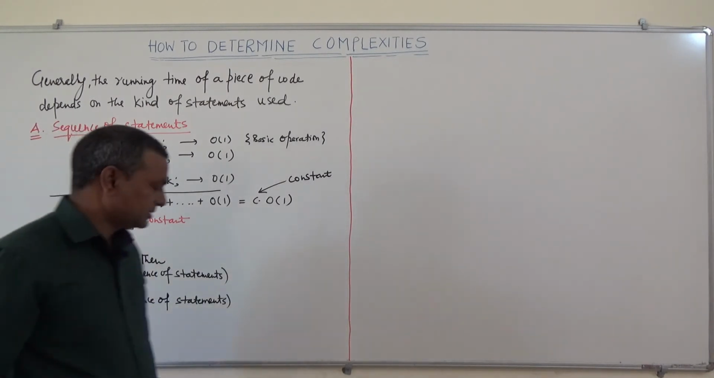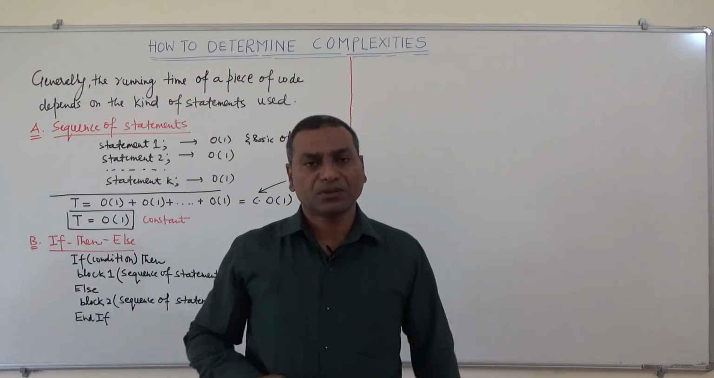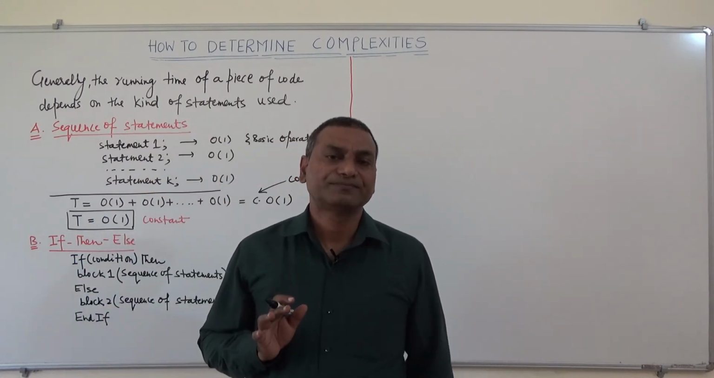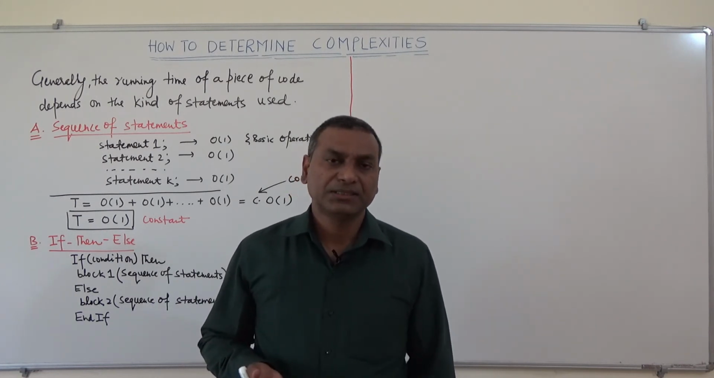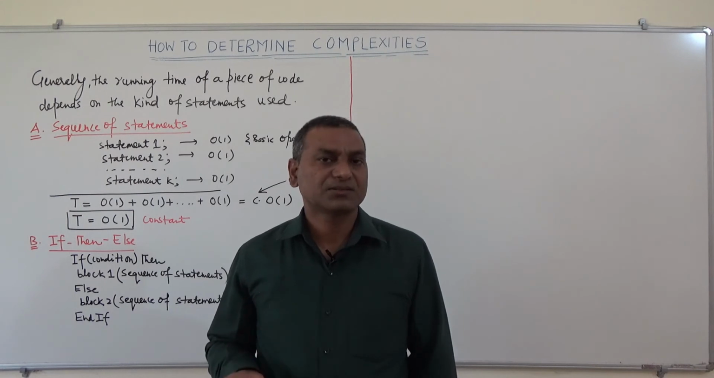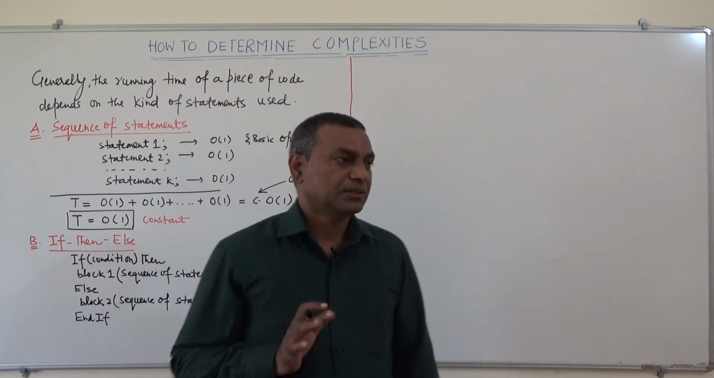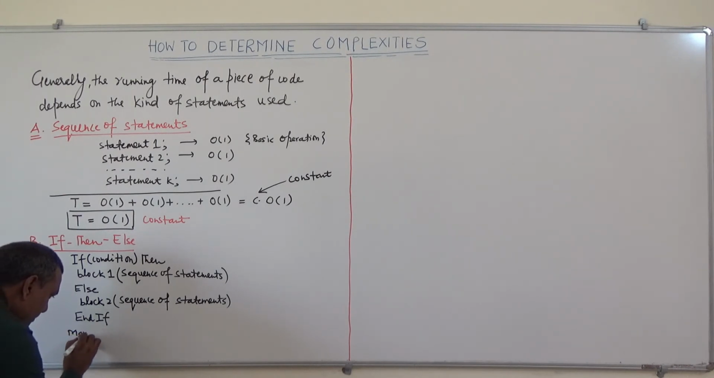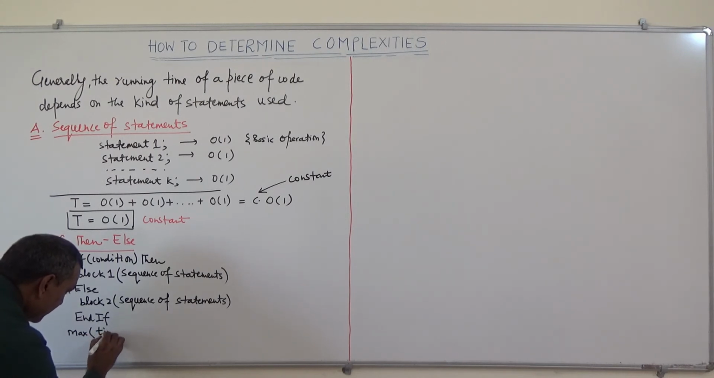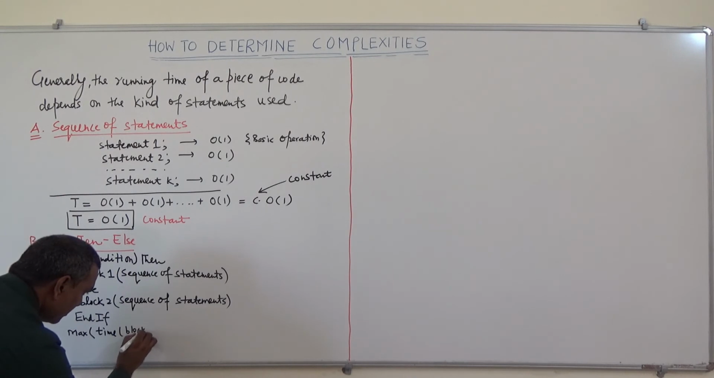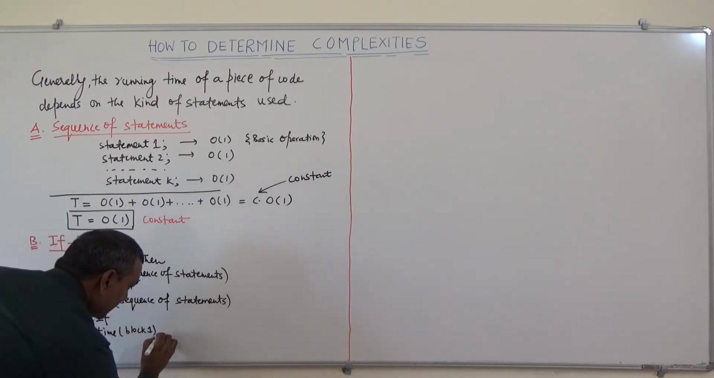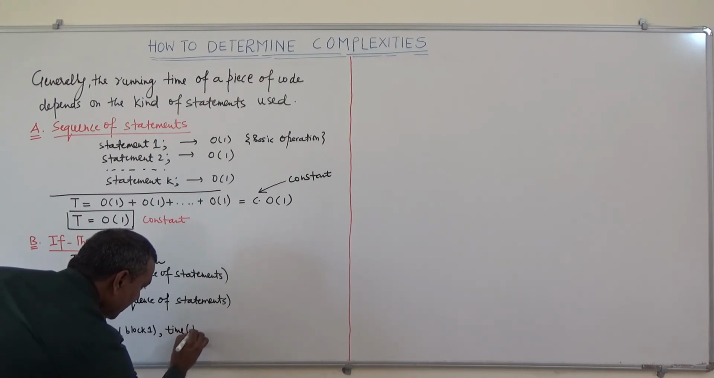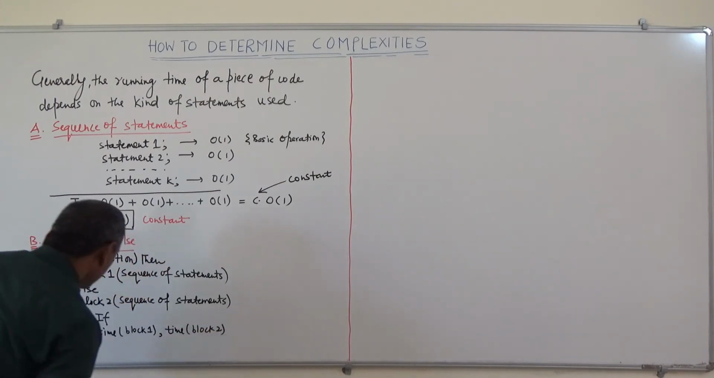Now in this case, either block 1 will execute or block 2 will execute. It will depend on the condition. If the condition of block 1 is true, then it will execute, otherwise block 2 will execute. It means we can say the running time will be the max of the time taken by block 1 and the time taken by block 2.